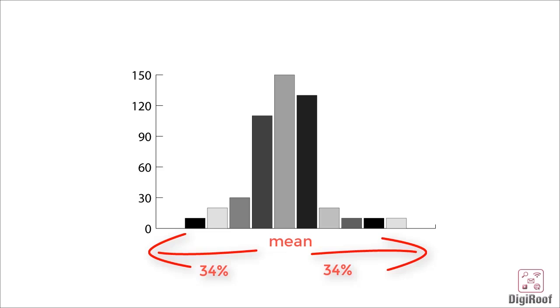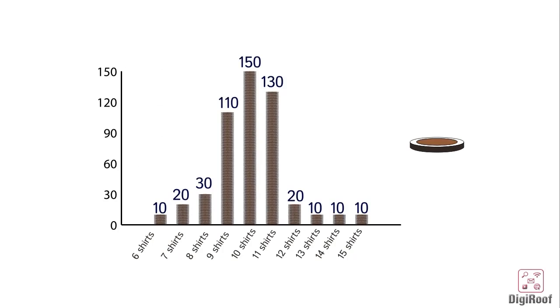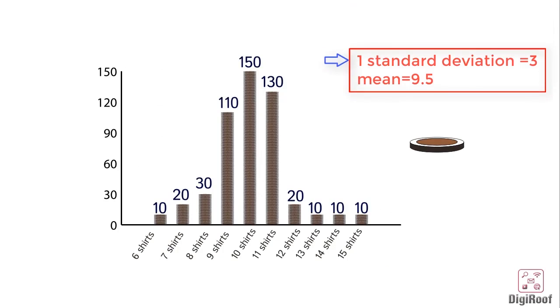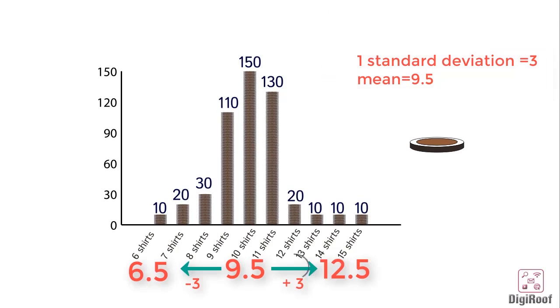And how far we need to go on the right and the left side would depend on the value of standard deviation we got by calculating through the above method. So go back to our earlier example of the number of shirts owned by 500 people and assume that the standard deviation value we got is 3 and the mean is 9.5. We are saying that 68% of the data would be within one standard deviation of the mean. Mean is 9.5. If we go right on this bell shape and add one standard deviation, that is 3, we would get 9.5 plus 3, which is equal to 12.5. And if we go one standard deviation left on this bell shape and deduct one standard deviation from the mean, we would get 9.5 minus 3, that is equal to 6.5.